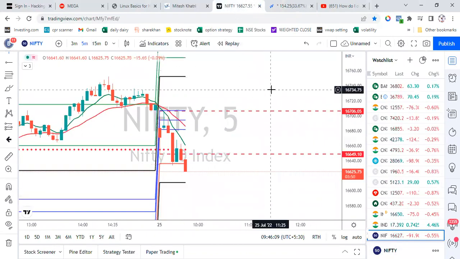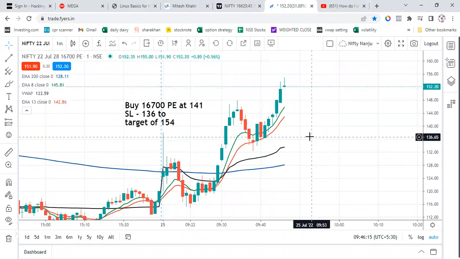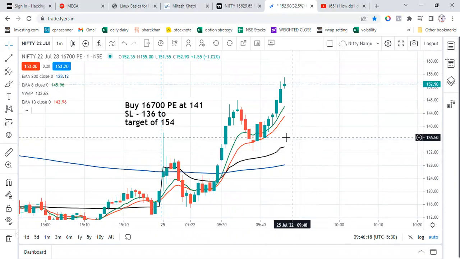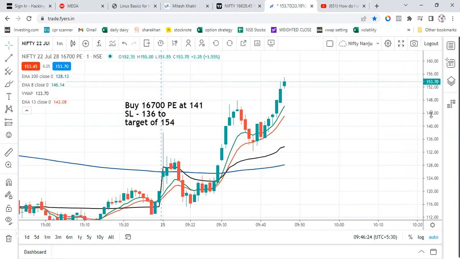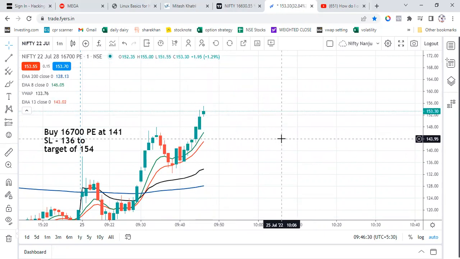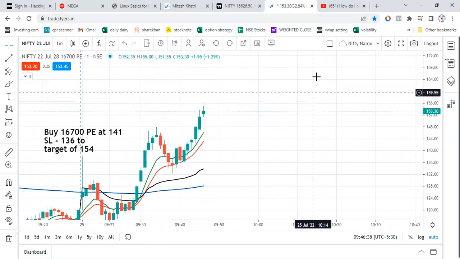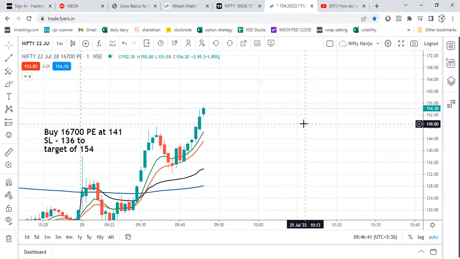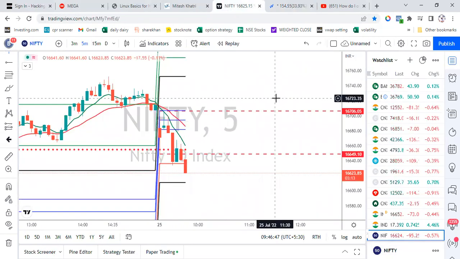So let's look for the target is achieved. We will not be able to initiate another trade because this is too far away from the moving averages. So let's hold for some more time and let's see what happens.